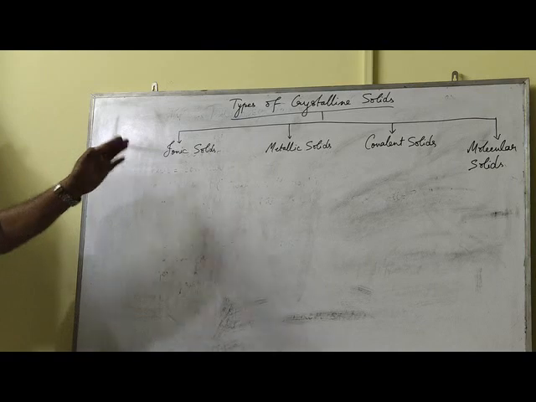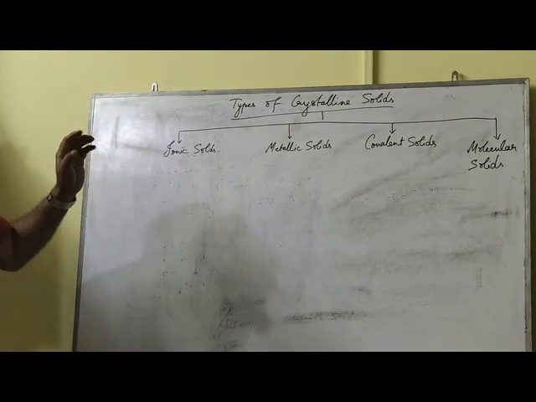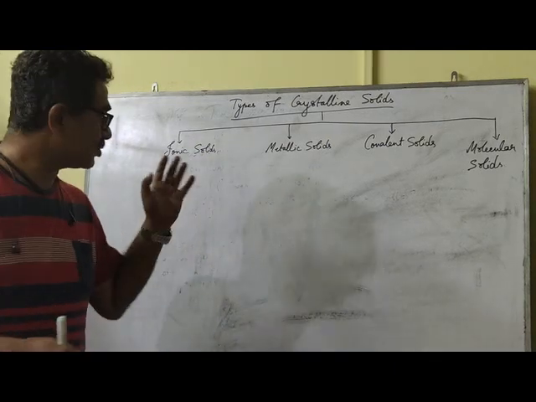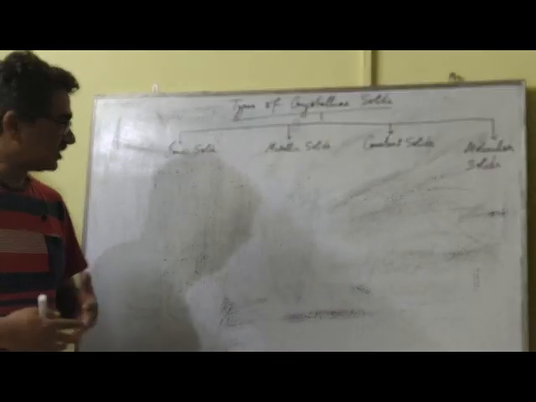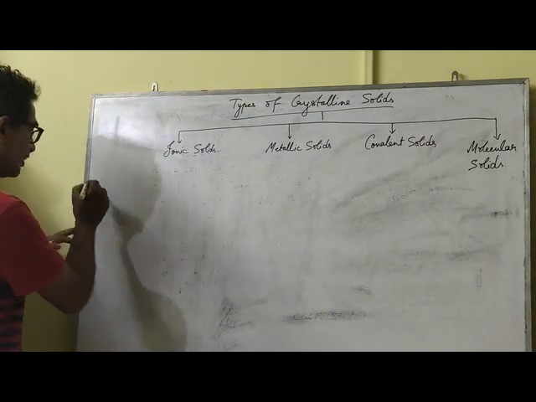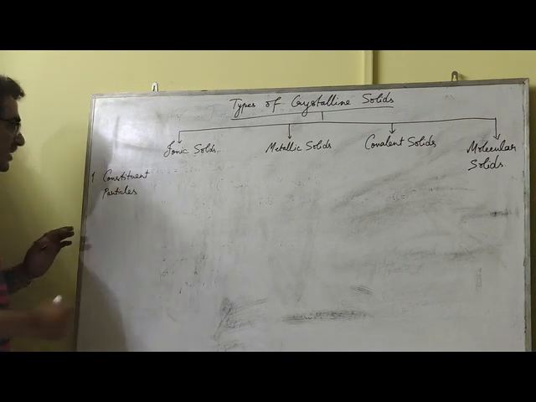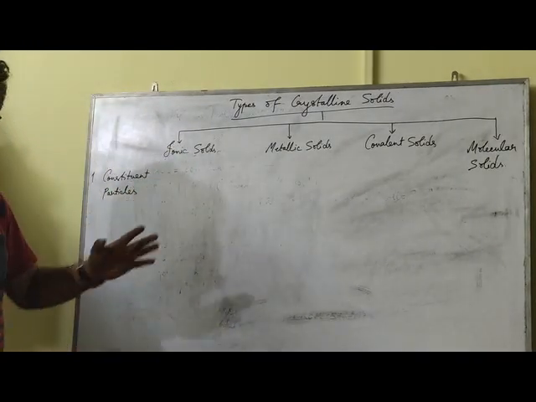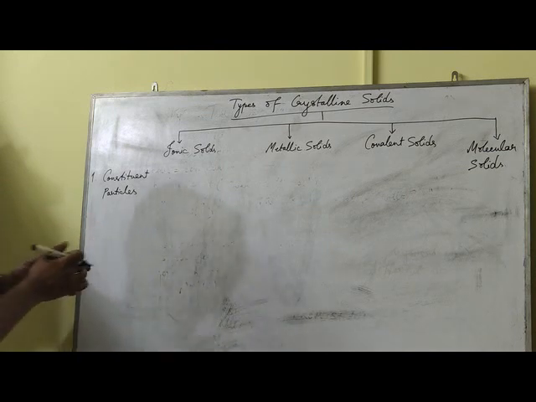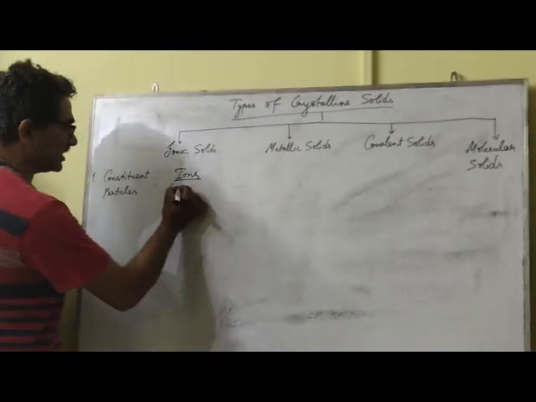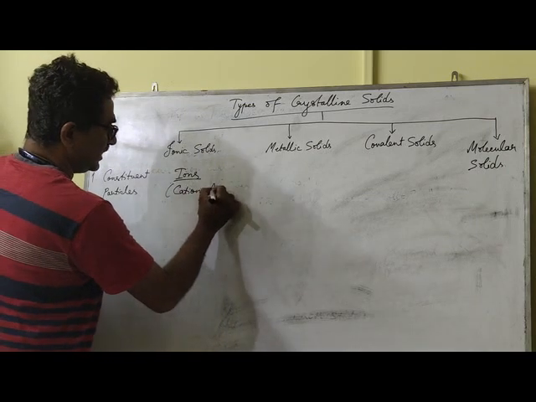Now let's go through the different characteristics. We are going to concentrate more on ionic solids because that is what we are going to study more. Before any kind of discussion, let's go through the different characteristics of these different types of crystalline solids. First, the constituent particles. For ionic solids, obviously the constituent particles are ions. There are 2 types of ions, cation and anion.